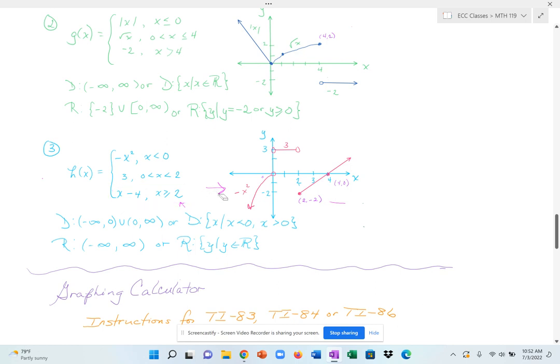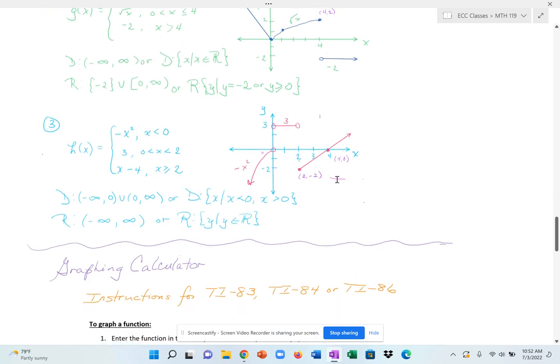Okay, so there we have it. There's our graph. Our domain is all real numbers except for 0, because these are negative numbers. This is between 0 and 2, not including 2. So when x is 0, there are no y values. Both of those points are open.